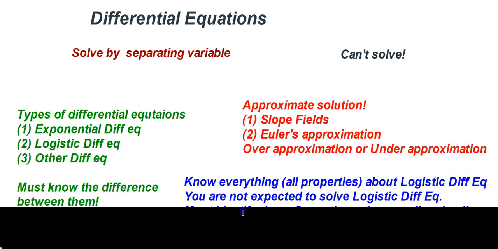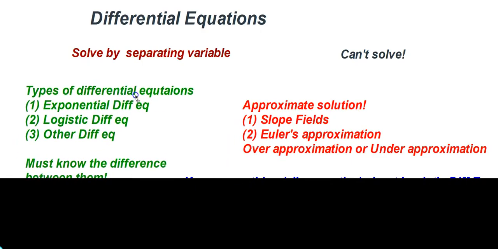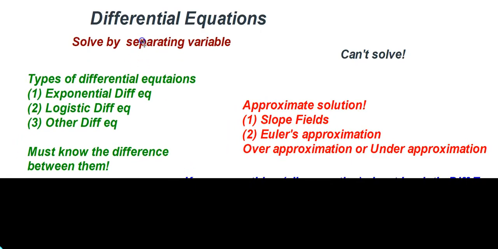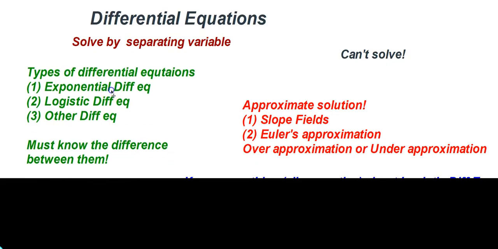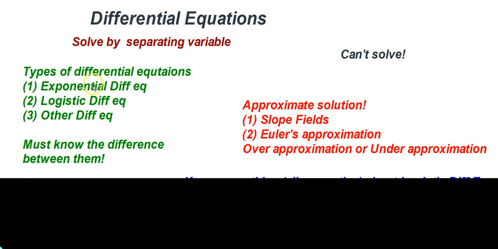Now, what types of differential equations have we seen so far? Let's talk about a few different types. One is exponential differential equations, where the rate of change is proportional to the quantity itself. This is dP/dt equals k times P. The second one is a logistic differential equation, where the rate of change is dependent on the quantity itself and what you don't have, what you have and what you don't have.